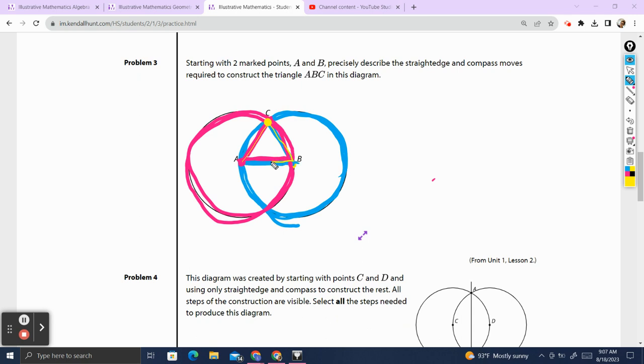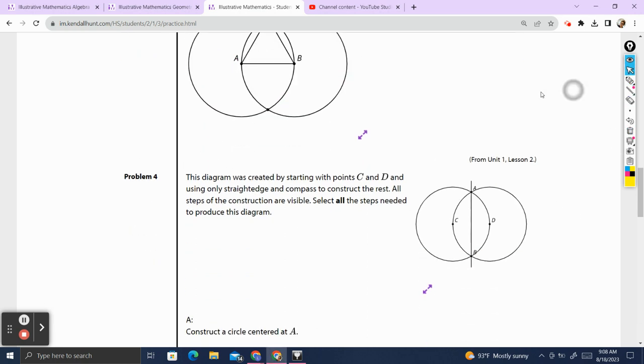Well, AB is equal to AB, and AB is also equal to CB, because it's the same radius of circle B, which is also equal to AC, because it's the same radius of circle A. So if all 3 of these segments are equal, then it's an equilateral triangle. And we created this diagram. We're done. Next question.